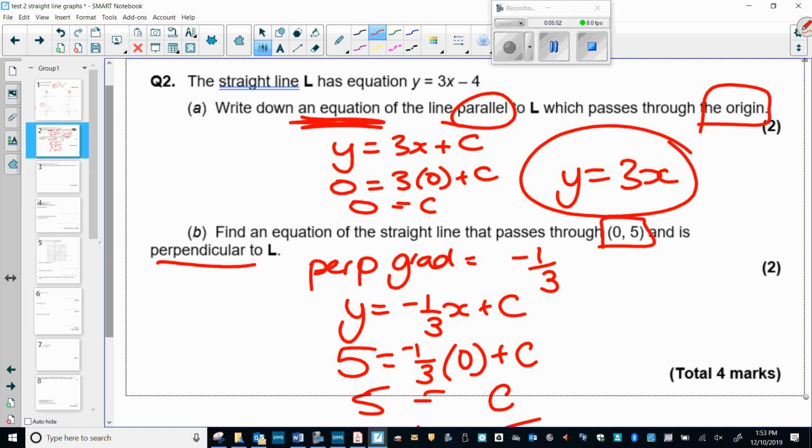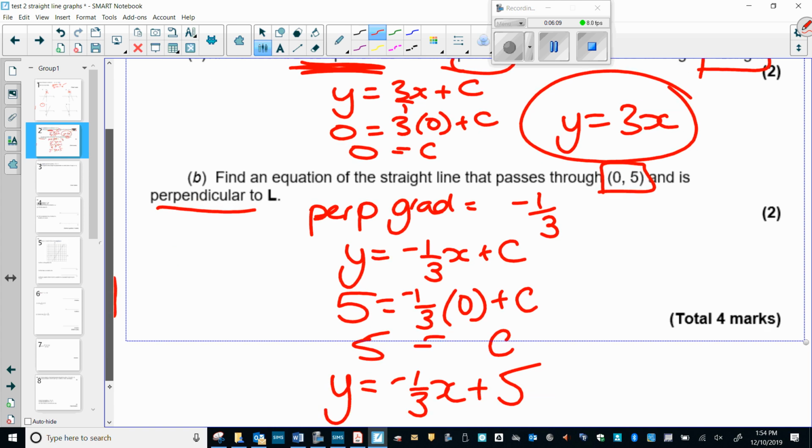I get that. 3 is equally 3 over 1. So this perpendicular gradient would be negative 1/3. Okay, so we know it's going to be y equals negative 1/3 x plus c. You then substitute in the coordinates to establish what c is, and then you put that value back.